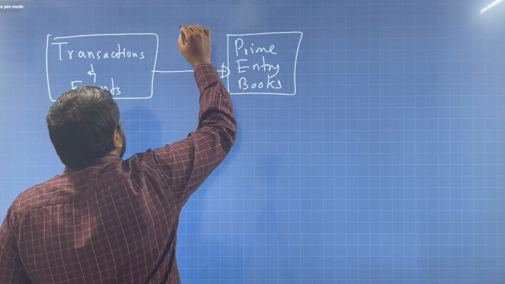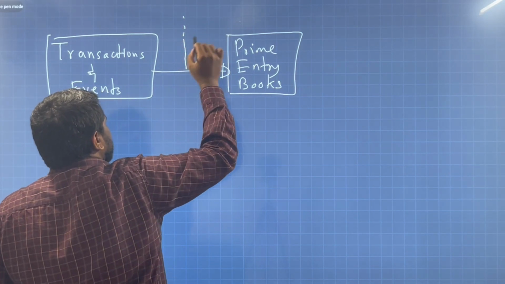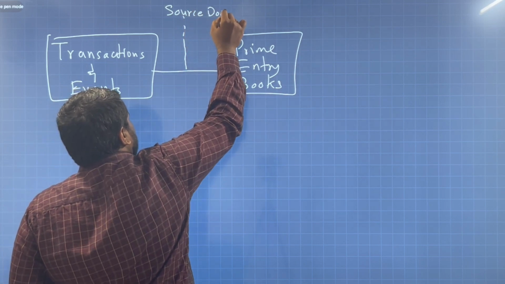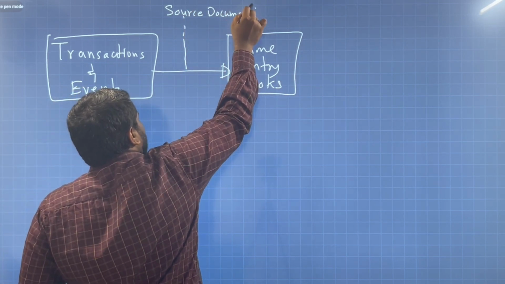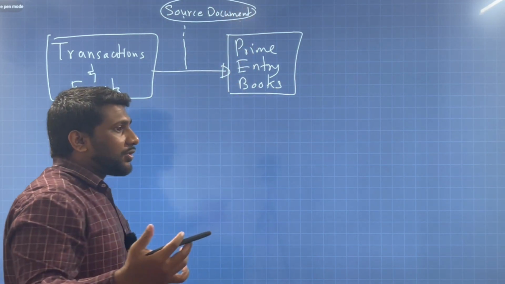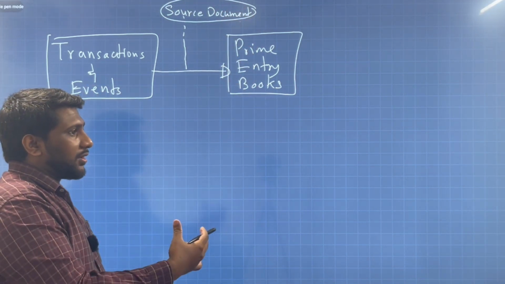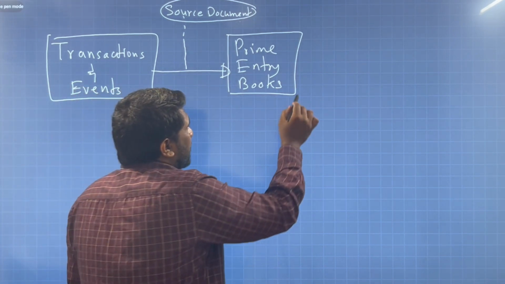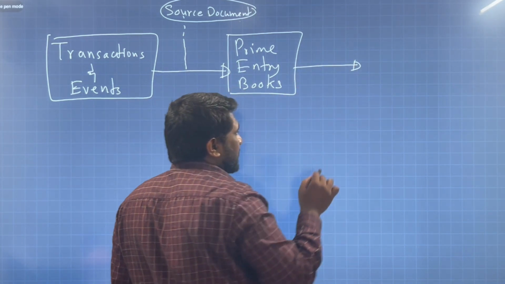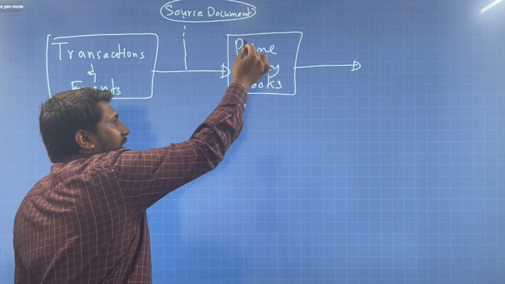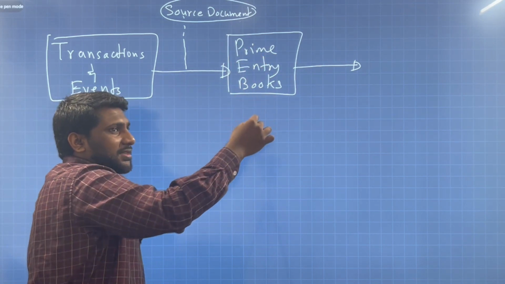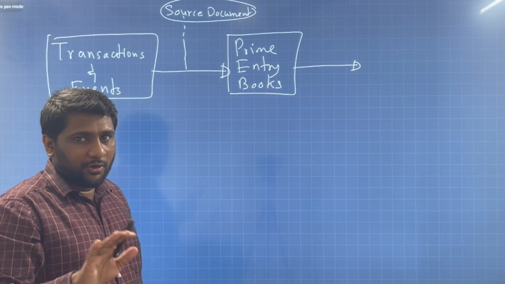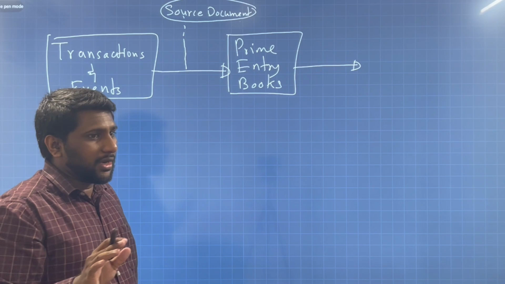When you are recording these transactions and events for the first time in the prime entry books, you will have to have some source documents. That means for each transaction and event, you should have an evident document, a supportive document. Based on that supportive document, we can record all the transactions and events in the prime entry books. Here you have to understand, when you are recording transactions and events in the prime entry books, we are not posting any double entries. Dual entries we are not doing in the prime entry books.